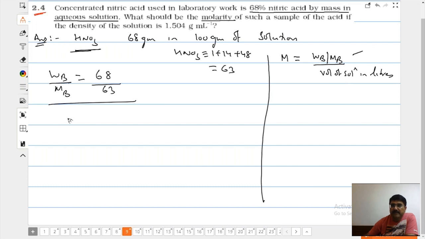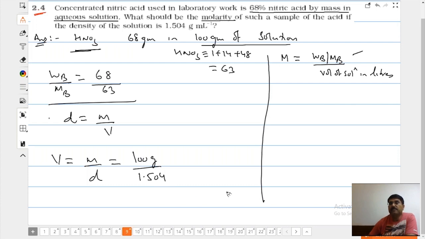Now I want the volume. Density is mass per unit volume, so volume is mass by density. What is the mass of solution? 100 gram. What is the density? 1.504, and this is going to be gram per ml. So the gram cancels out and you are left with only milliliter.